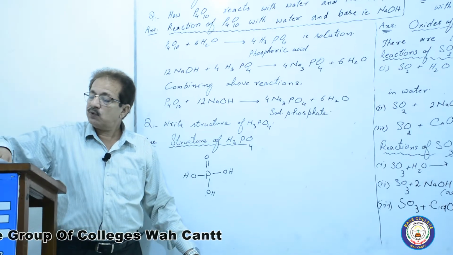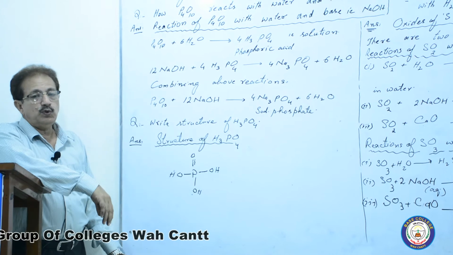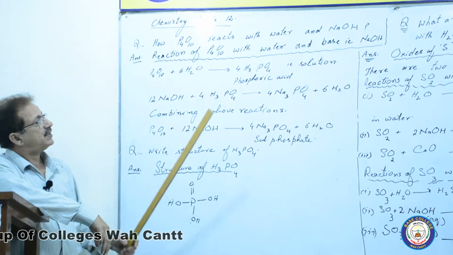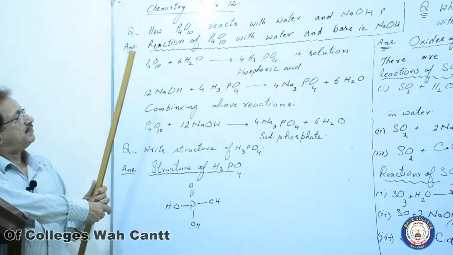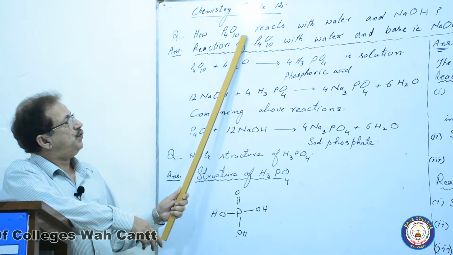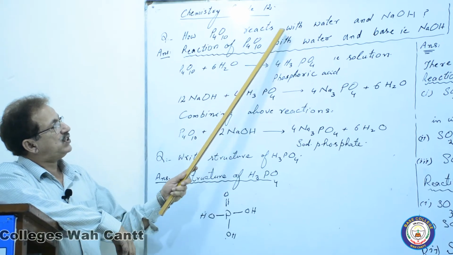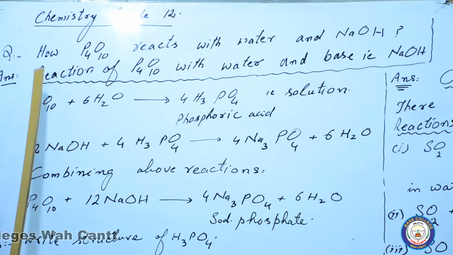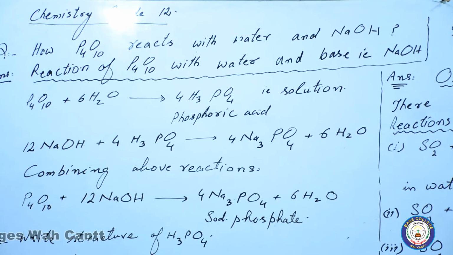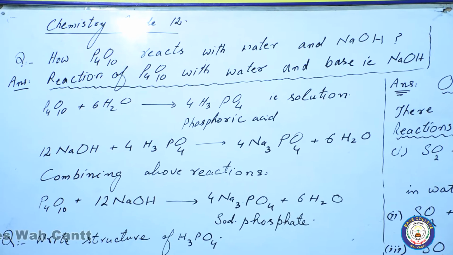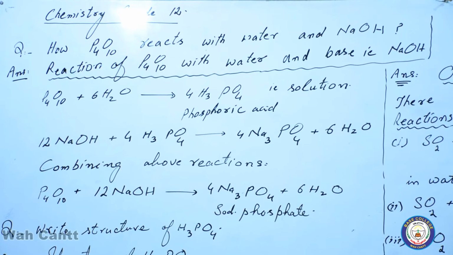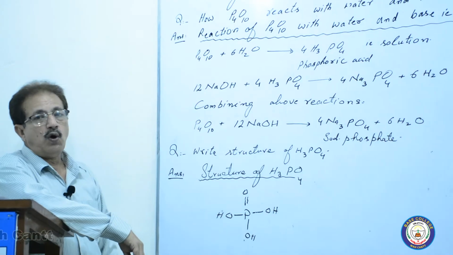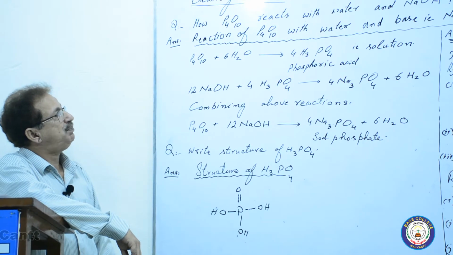Today we have to solve some questions which are very important. The first question: how does P4O10 react with water and NaOH? P4O10 is phosphoric pentoxide, because in this compound the oxidation state of P is +5.